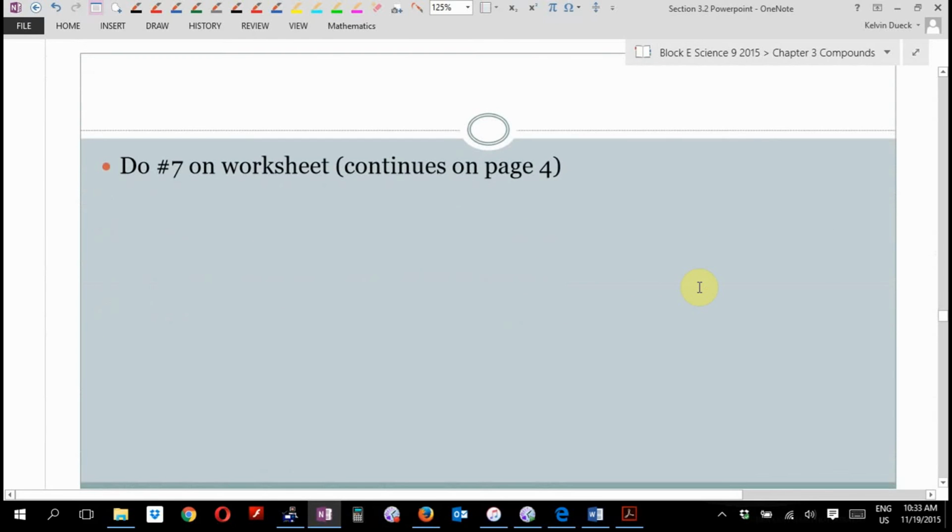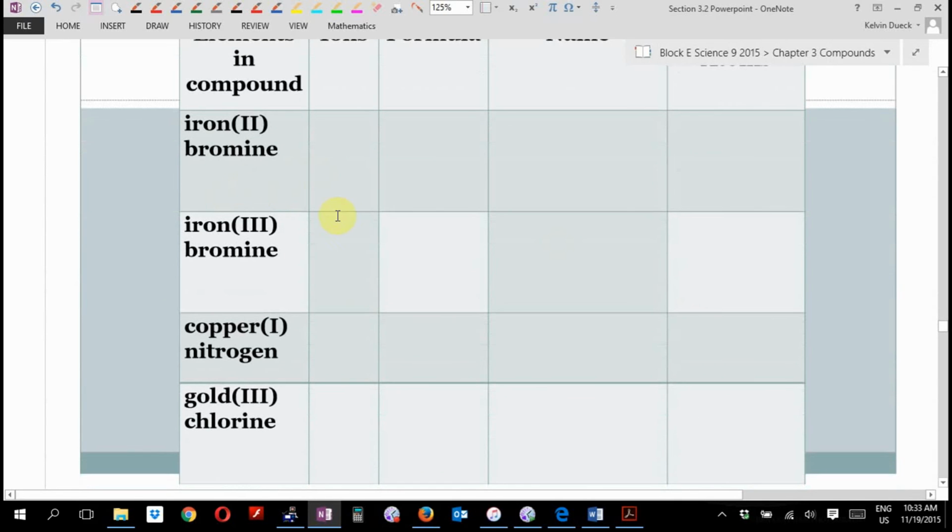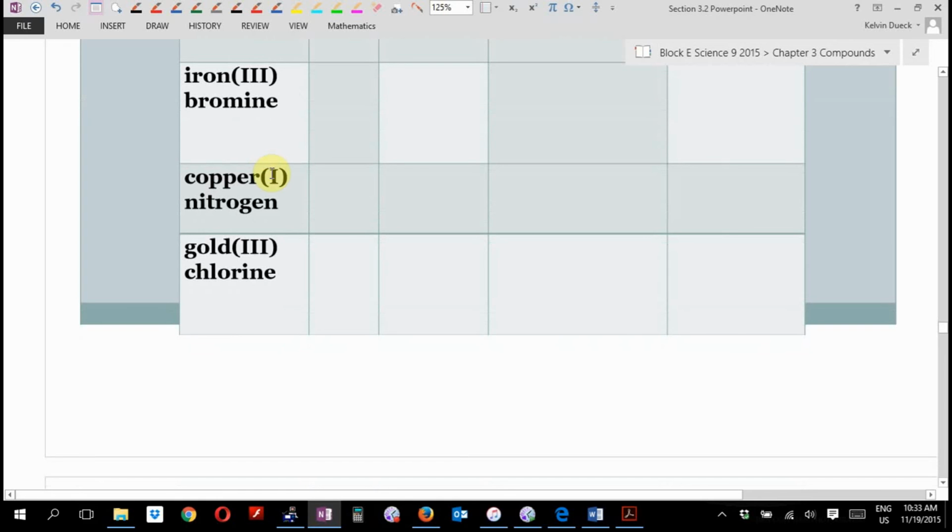I said do number 7 on the worksheet. It continues on page 4. So see if you can, we did the first 2 already on my chart, but then you have copper 1 nitrogen. You know what? Let's do 2 more. Let's do these 2 together, and then I'll let you do the 4 on the back on your own. So copper 1 nitrogen.